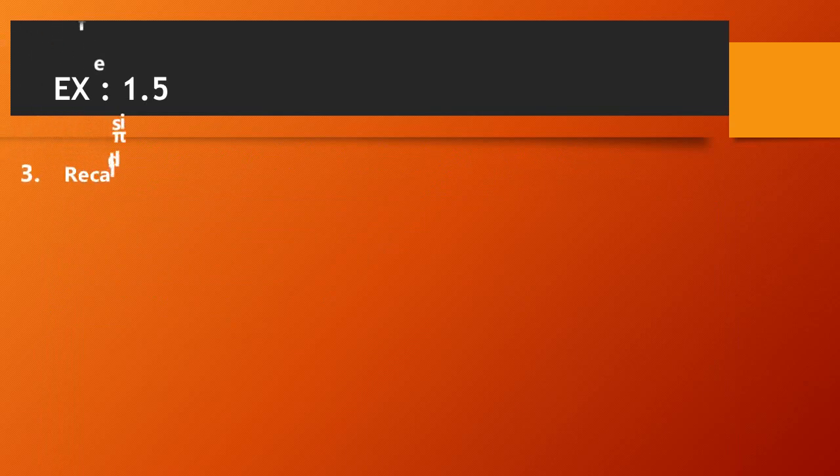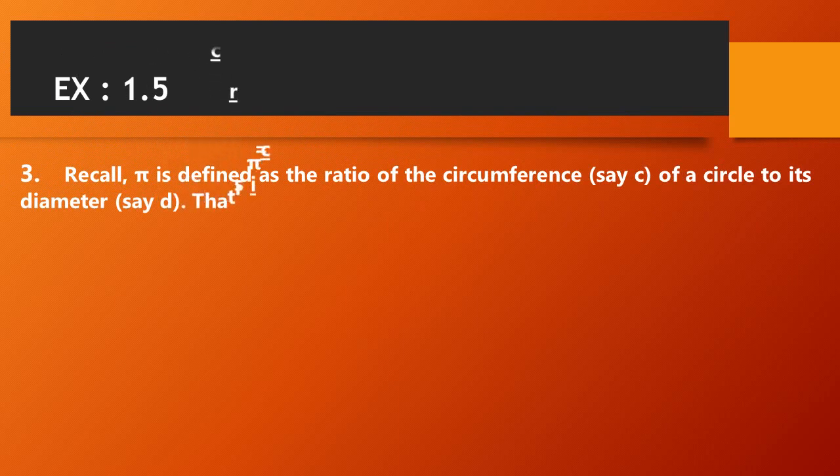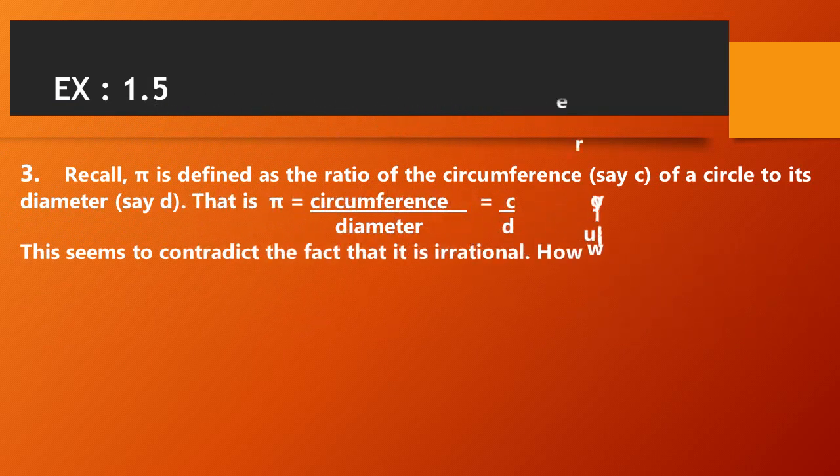Students, now we can solve question number 3 in exercise 1.5. Recall, pi is defined as the ratio of the circumference AC of a circle to its diameter CD, that is, pi is equal to circumference by diameter, which is equal to C by D. This seems to contradict the fact that it is irrational. How will you resolve this contradiction?